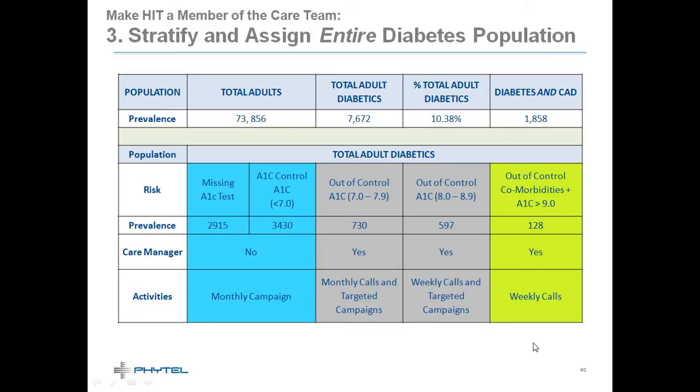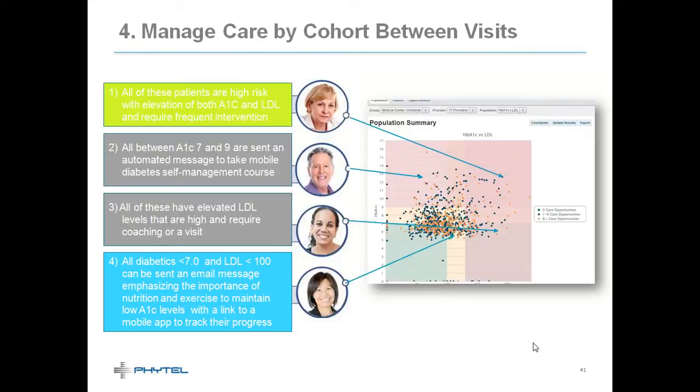128 patients would be a typical model, and they might get weekly calls. As we go further over to the right, we see people in the different levels of the A1C may not get as intense of therapy, but may get monthly calls and may get some targeted campaigns to keep them on track. And then those over to the far left, where they haven't had the A1C test or their A1C level is below 7, they don't need as much attention, and maybe a monthly campaign to keep them on track with the basics of diabetes is something that could be done with technology and may not need a care manager.